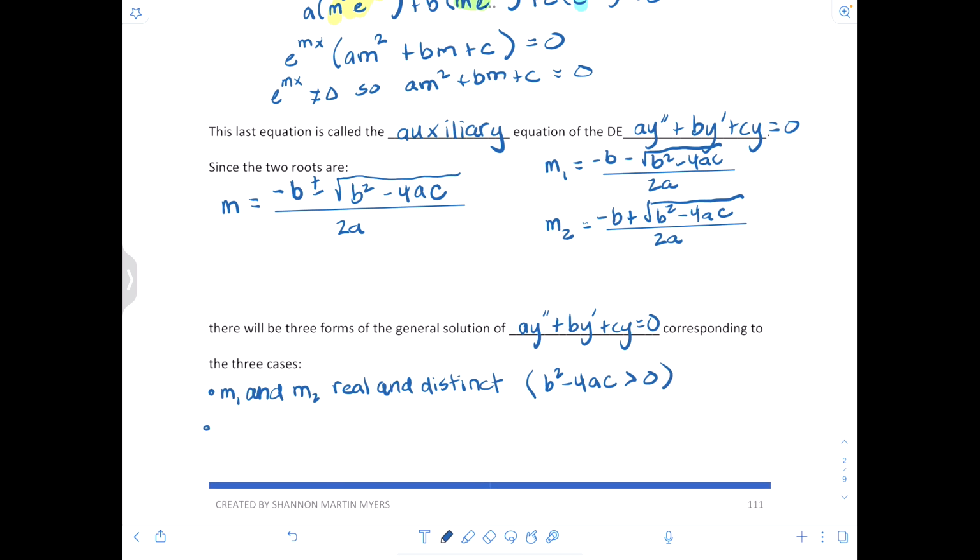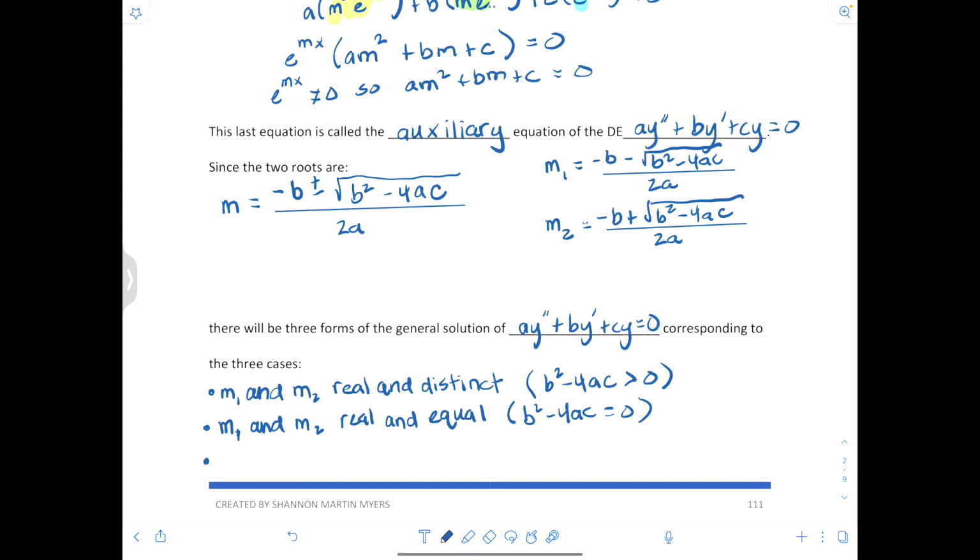And another condition could be that m1 and m2 are real and equal. So for them to be equal, meaning you would get one answer, then you would have to be adding or subtracting 0, correct? And so that means our discriminant would have to be equal to 0. Cool? This is case 2.